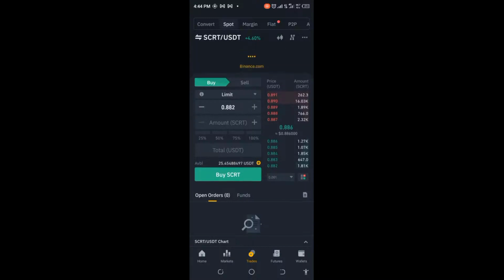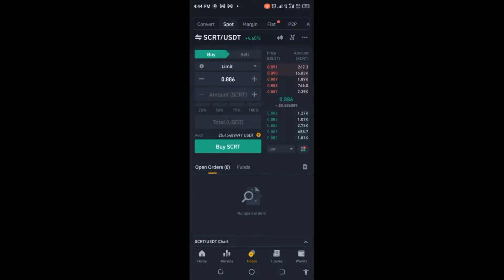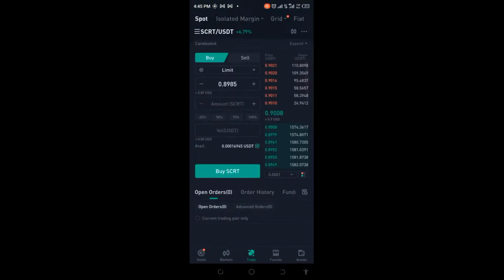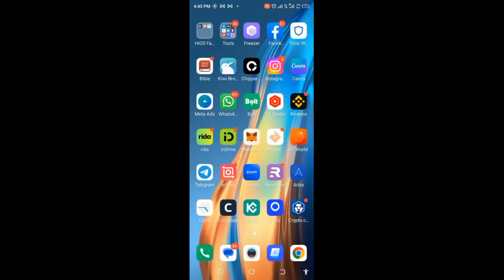USDT. So you can see here currently the price is 0.886, and on KuCoin it is 0.9. So there is a difference, so we need to be really fast.